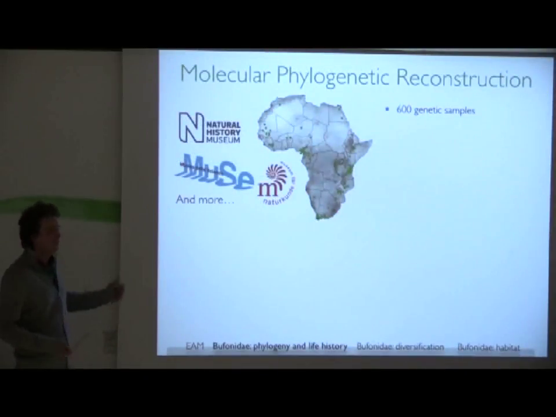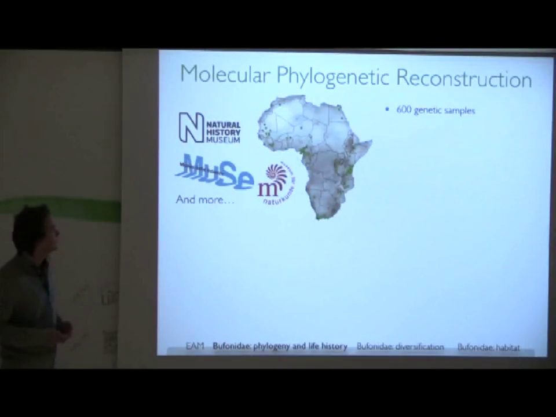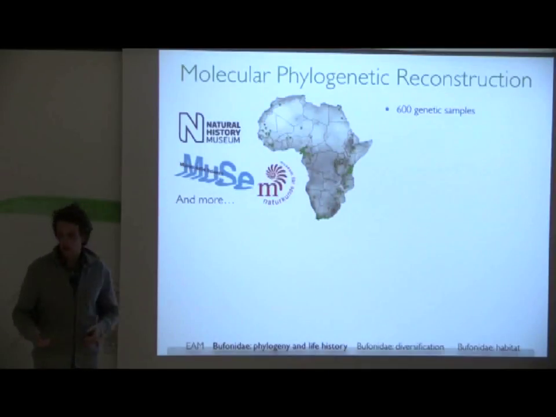So this previous phylogeny was a global phylogeny, and African species tended to be underrepresented a little bit. So the first thing we had to do was really up the sampling effort, and we managed to collect around 600 tissues, mostly from museums and collaborators. But I also had the chance to go to Africa 3 times and do a bit of my own sampling.